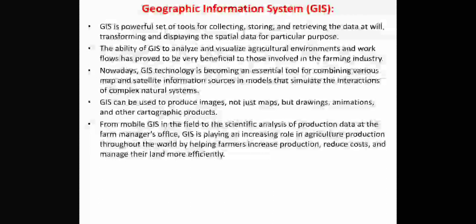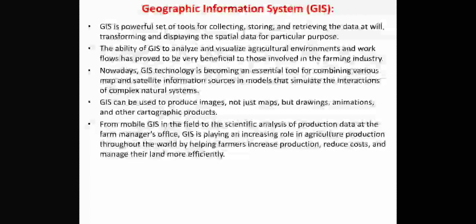GIS can also be used to produce images, not just maps, but drawings, animations, analysis of data, and finally cartographic products can be prepared with the help of GIS technology. Mobile GIS in the field is used for scientific analysis of production data in the farm manager's office, which plays a major role in increasing agriculture production as well as farmers' yield or crop production level, and also reducing the cost and managing their land more efficiently.